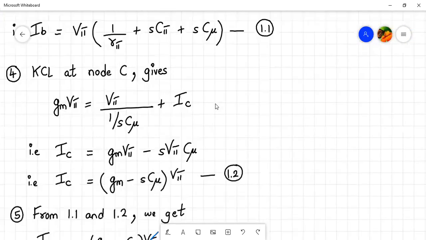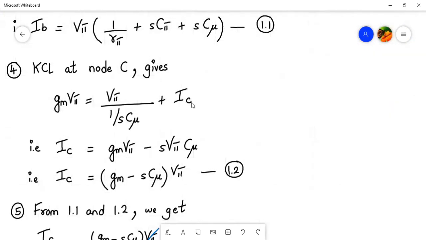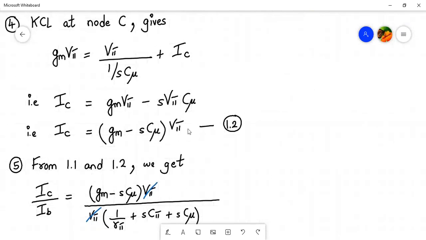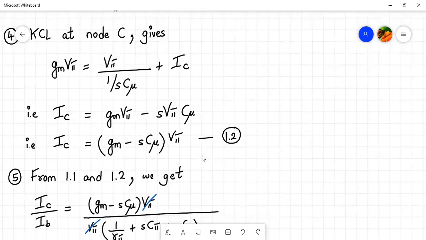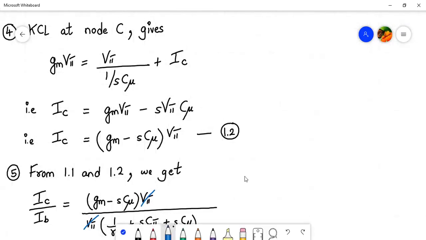And now, if you take IC on one side and all the other terms on the other side, we'll get IC is equal to GM V pi minus S into V pi into C mu, right? So from here we take V pi common and IC will be equal to GM minus S C mu into V pi, right? And what do we want actually? We want basically AI. And what is AI? Current gain, right? Short circuit current gain, it will be IC upon IB.